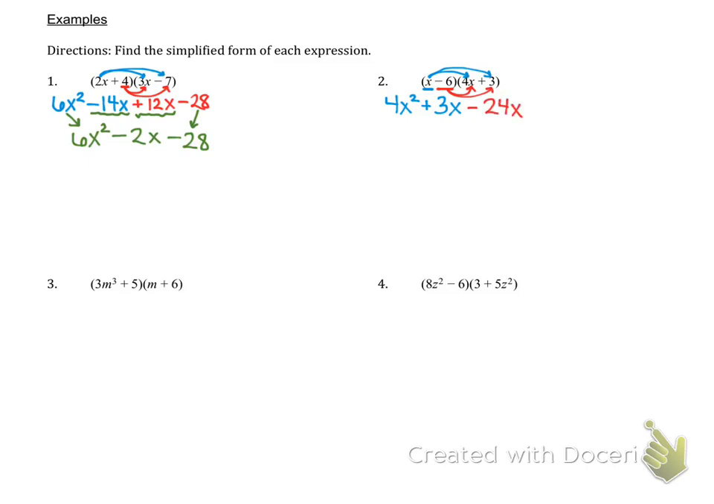And negative 6 times 3 is a negative 18. Next, I'm going to combine like terms. So I have a positive 3x and a negative 24x that I'm going to combine. So first I'm going to rewrite 4x squared, and then I have 3x minus 24x, which is a negative 21x. And then I'm going to drop down the negative 18. So I have 4x squared minus 21x minus 18.